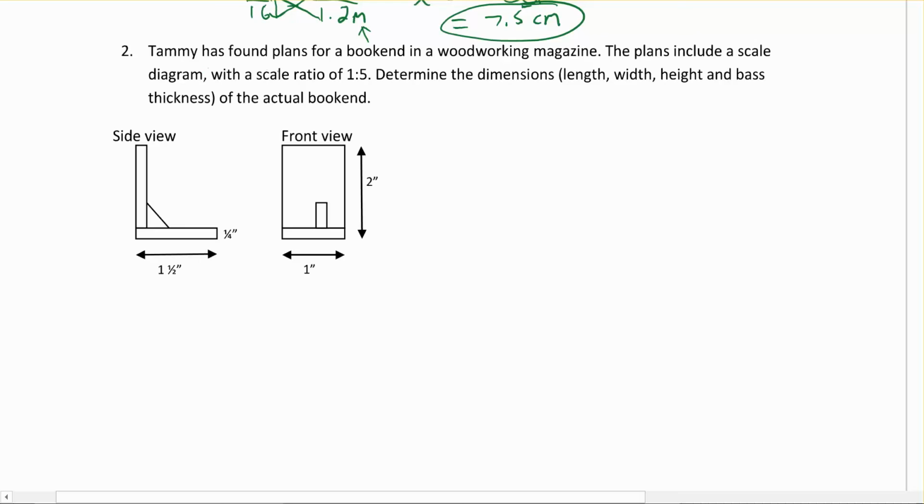Tammy has found plans for a bookend in a woodworking magazine. The plans include a scale diagram with a scale ratio of 1 to 5. Determine the dimensions, just like the last question, of the actual bookcase. We're going to call this the length. Let's get this all straight first. We'll call that the length.